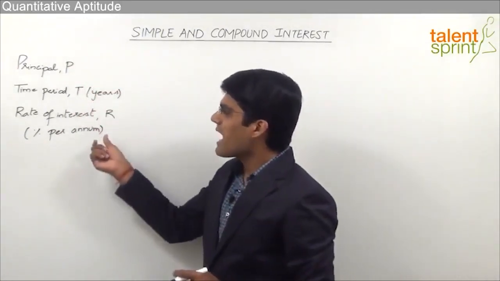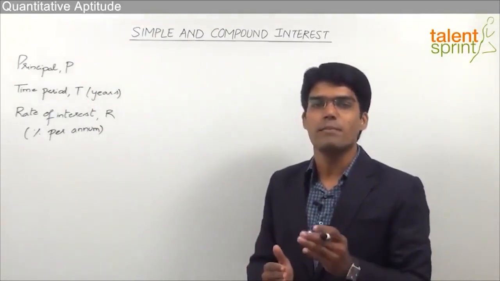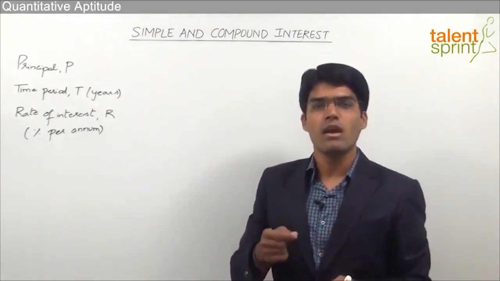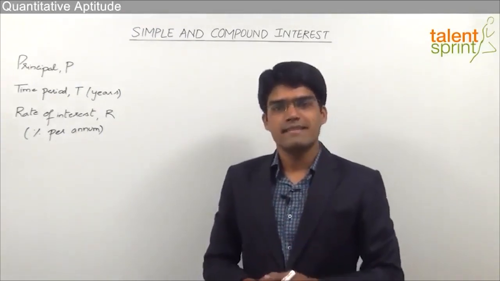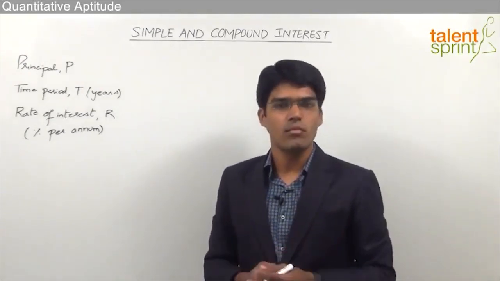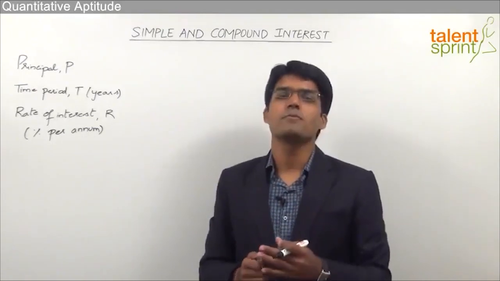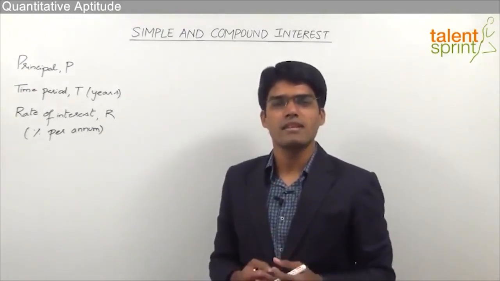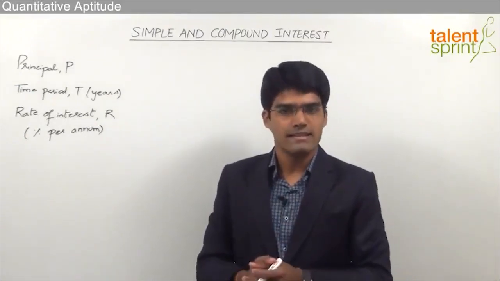Now rate of interest R, which is in terms of percentage per annum, is nothing but the amount which is paid over the principal amount per 100 per year. Let's say the rate of interest is 8% per annum. That means for every 100 rupees that has been borrowed, the person has to pay 8 rupees per annum or 8 rupees per year. So for example, if the person has borrowed 1000 rupees, he will be paying 80 rupees per year on that as the interest.